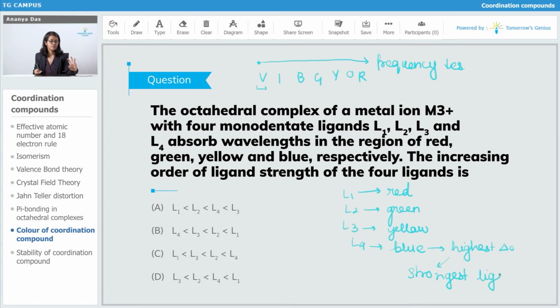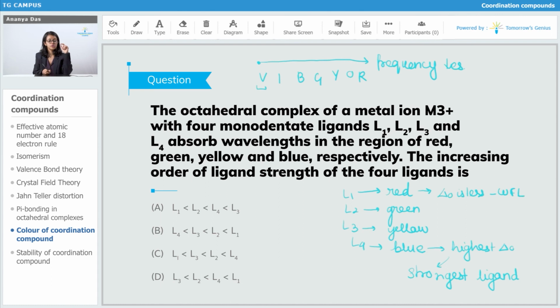ligand. That is, the strength of the ligand is going to be strongest. It is going to be a strong field ligand. And if it is red, it means the frequency is less. So if the frequency is less, it means the difference between the Eg and T2g is less, because then only a light of low frequency can be used to excite the electron from your T2g to Eg. So if a light of low frequency is used, that means Eg and T2g's difference is not much. So if the difference is not much, that means delta O is less, and if delta O is less, that means it's a weak field ligand.